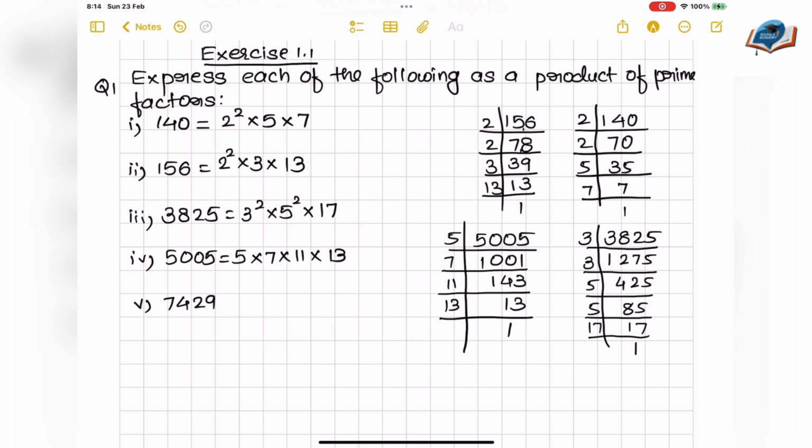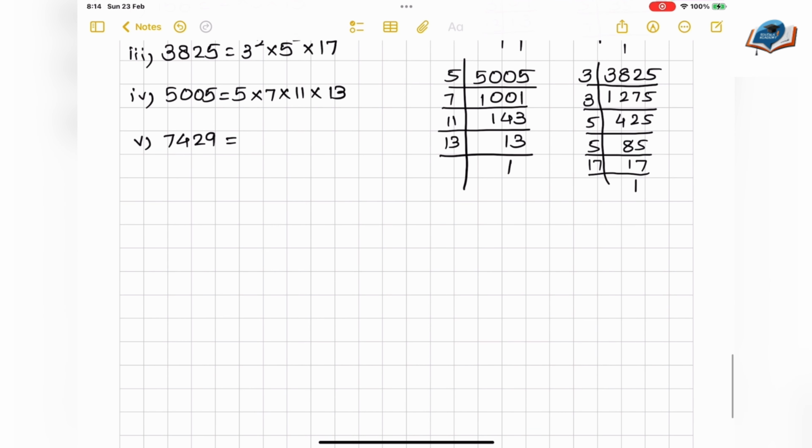Then the fifth one is 7429. So to do 7429.